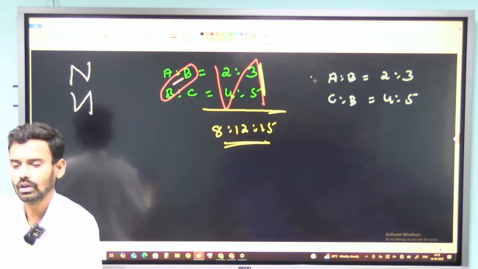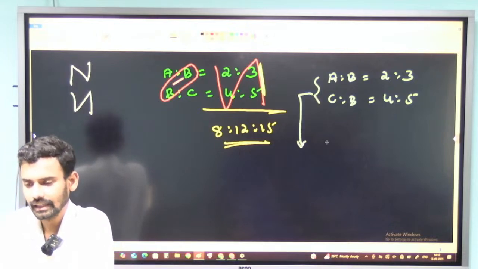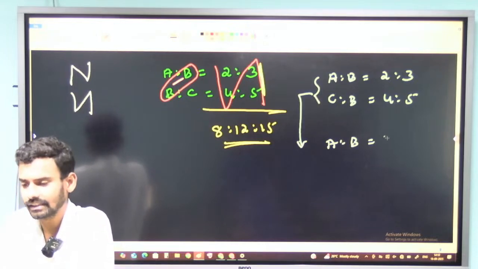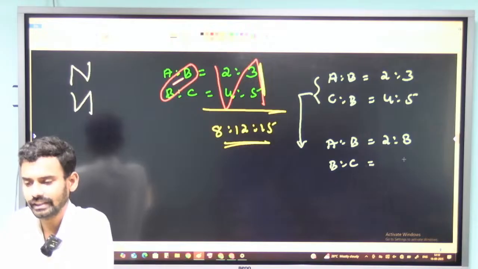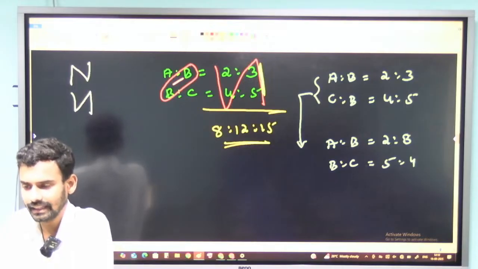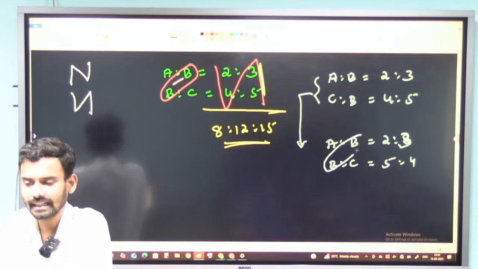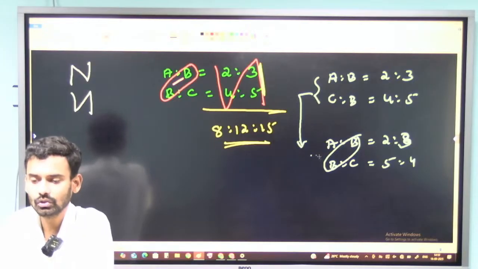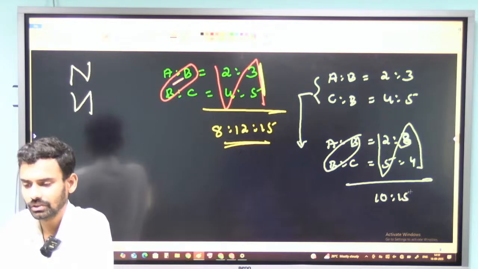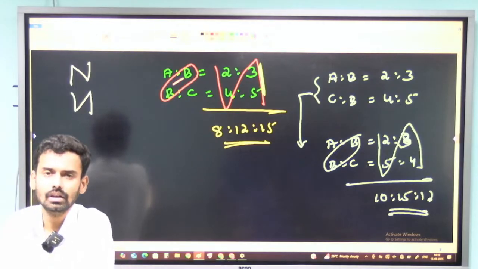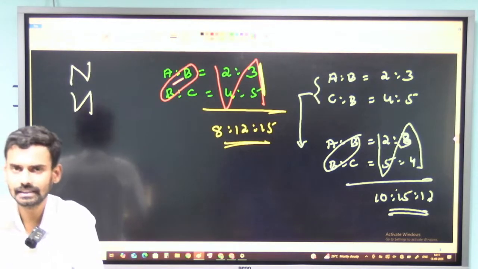So one more thing that can be done here is A is to B, let us write as it is, that is 2 is to 3, but instead of writing C is to B as 4 is to 5, we can write it as B is to C as 5 is to 4. Now as we see, both B and B are diagonally present. Now I can modify the ratio as C is to B is equal to 4 is to 5, as B is to C is equal to 5 is to 4. Now we can merge the ratios, we will be getting 10 is to 15 is to 12. So these are the different methods of merging the ratios.